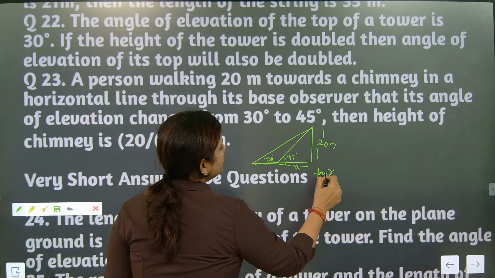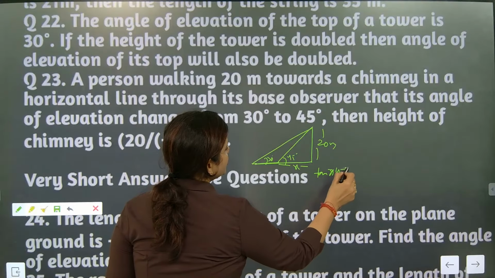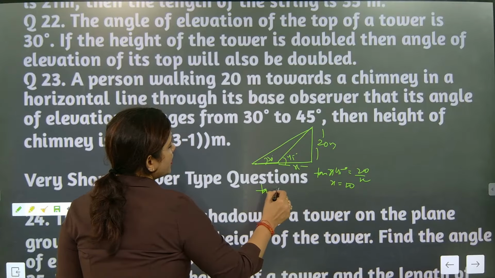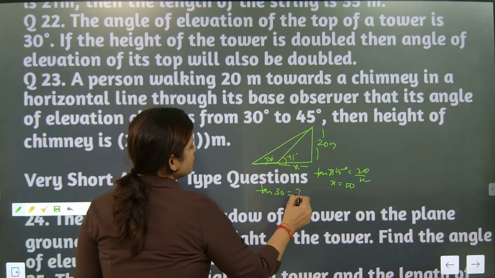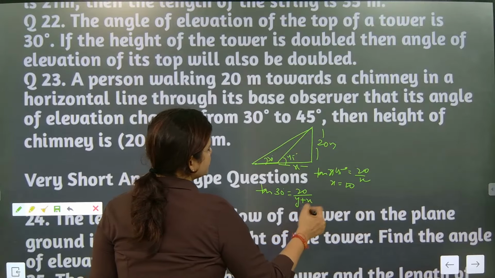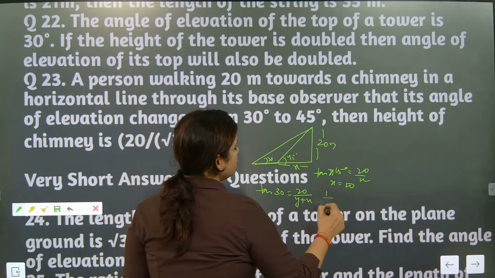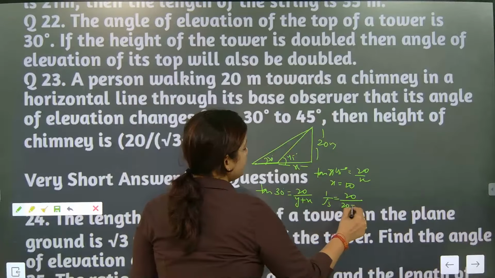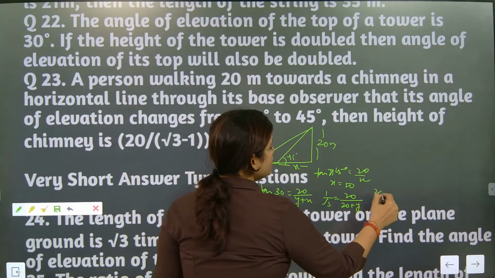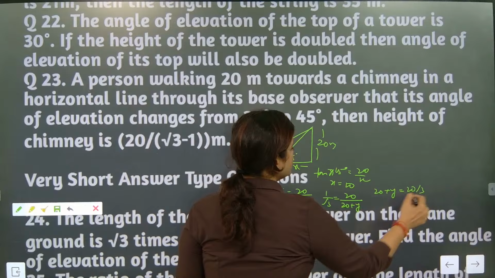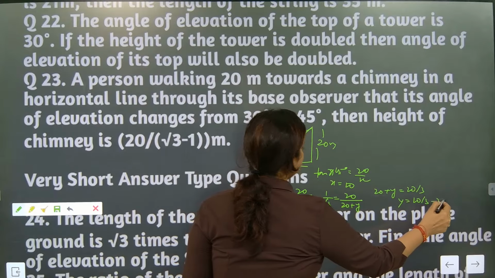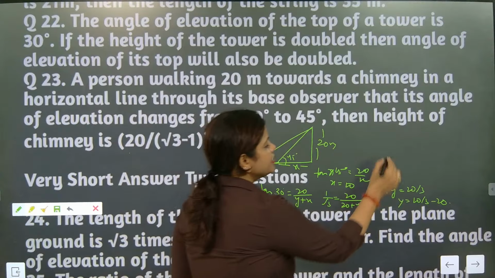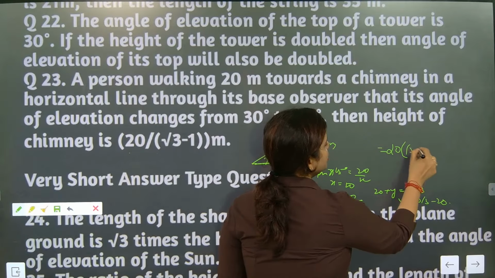So tan 45 degrees is equal to 20 by x. So x is equal to 20. So tan 30 degrees is equal to 20 by y plus x. X is 20 now, so 1 by root 3 is equal to 20 by 20 plus y. Correct now? So here it will become 20 plus y is equal to 20 root 3. Y is equal to 20 root 3 minus 20. So that means 20 root 3 minus 1 is the answer.